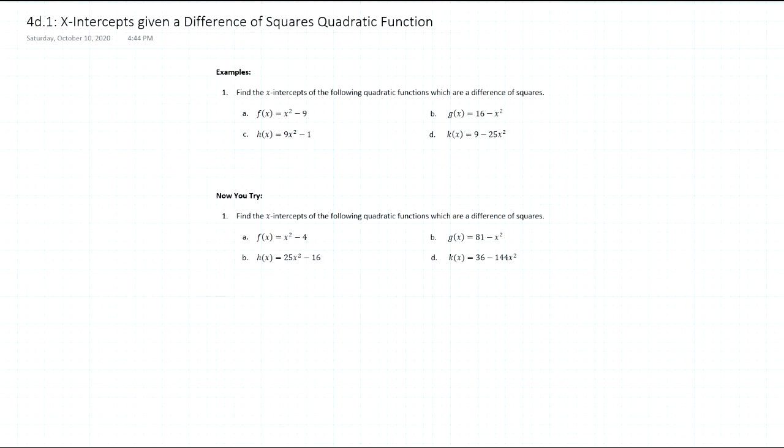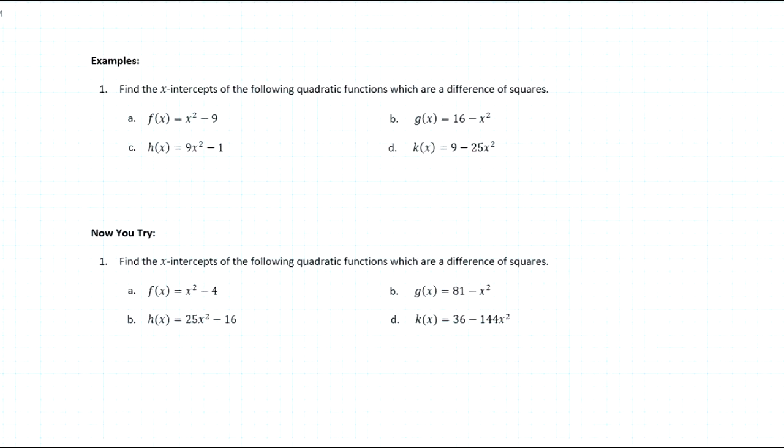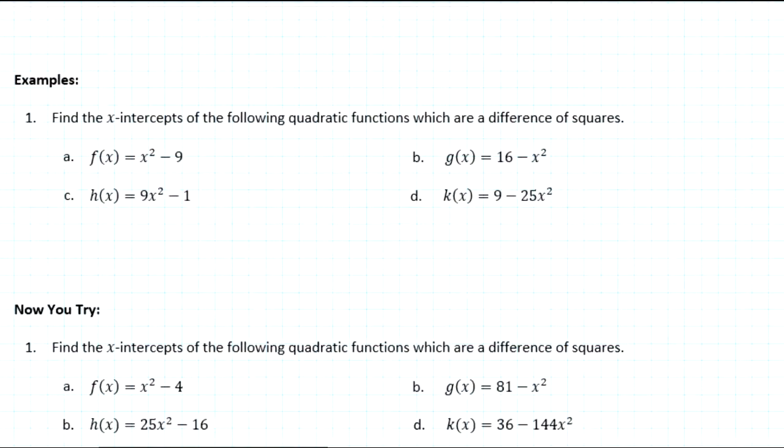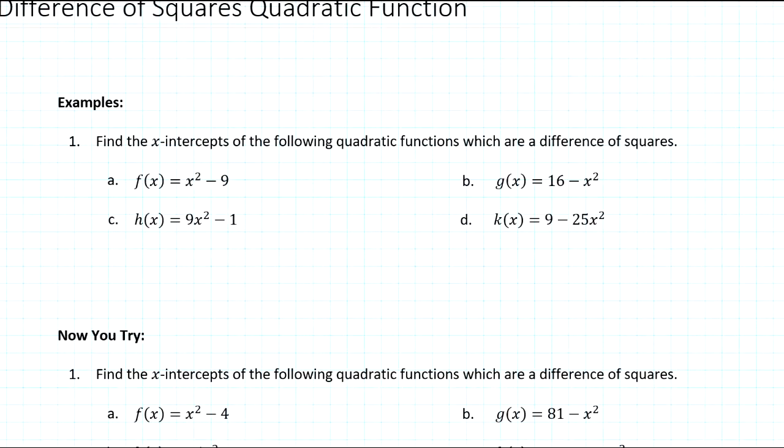This is Noah, and in this video we're going to look at how to find x-intercepts given a difference of squares quadratic function. Alright, so we've got these examples we're going to look at to start. We want to find the x-intercepts of the following quadratic functions, which are all differences of squares. So we need to talk about what that is, how we recognize it, and how we use that to our advantage in finding the x-intercepts for these specific functions.